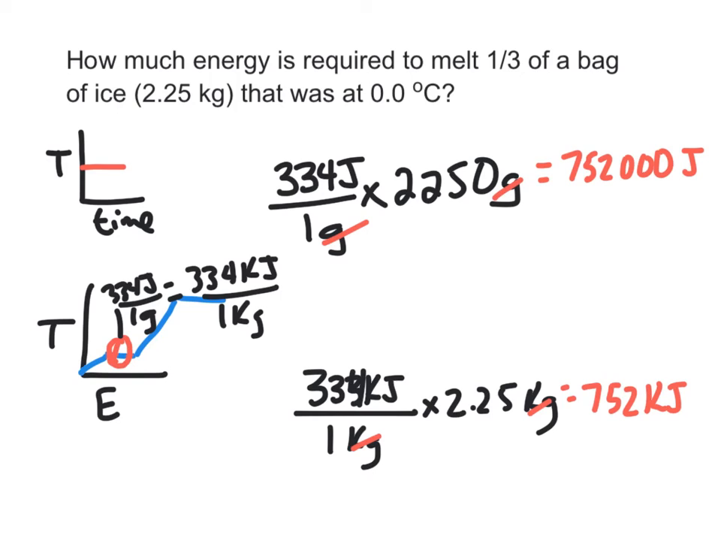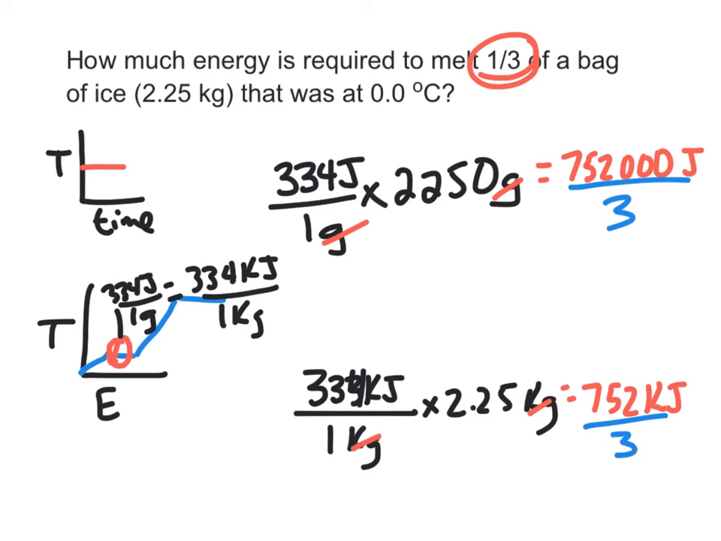This one ended up with 752,000 joules. This one ended up with 752 kilojoules, which really mean the same thing. A lot of times when we get to the big numbers, we put it in kilojoules. But that's to melt the whole bag of ice, to get it all changed over. And we only wanted to melt a third of it. So how are we going to find how much energy it's going to take to melt a third of it? Well, we take a third of each of those numbers, or divide them by 3.